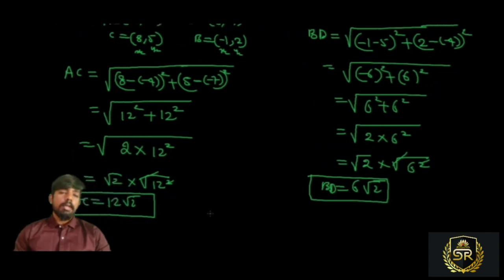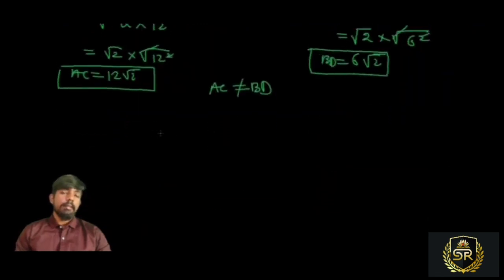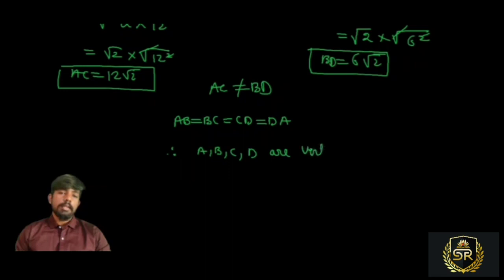Therefore, diagonals are not equal. AC is not equal to BD. Hence, we can say the vertices are not of a square. See here, AB is equal to BC is equal to CD is equal to DA. Therefore, we can say A, B, C, D are vertices of a rhombus.